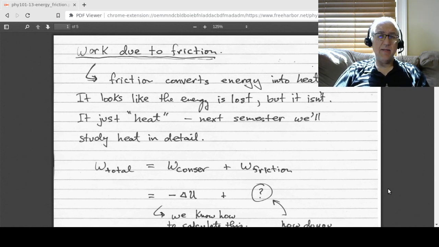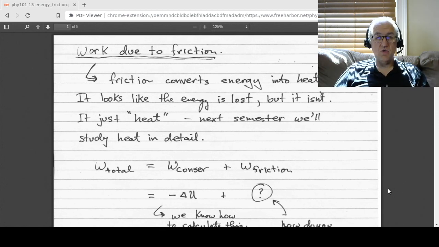The work due to friction basically breaks conservation of energy. Now, it's not really that energy disappears. Energy is conserved just like mass is conserved, okay? So from chemistry, if you do a chemical reaction and you have, say, 10 grams of reagent before, and some reaction occurs, there's still going to be 10 grams of reagent after. Mass doesn't appear or disappear.